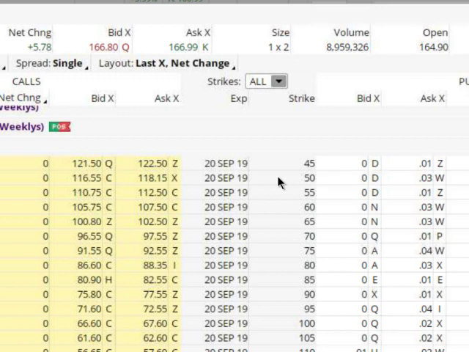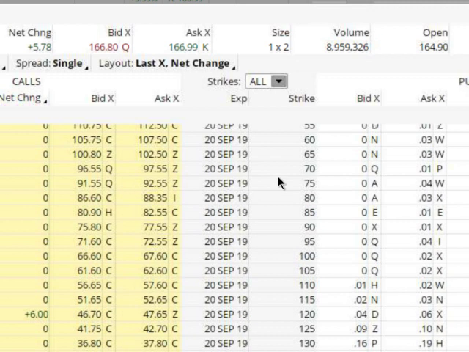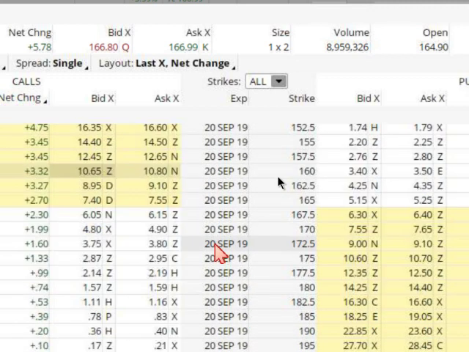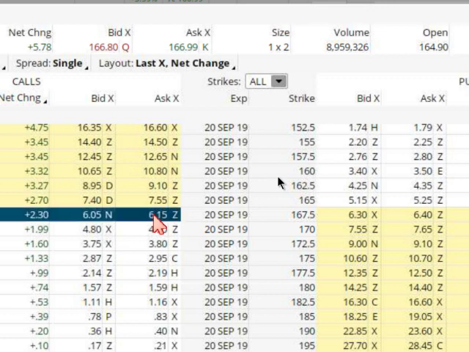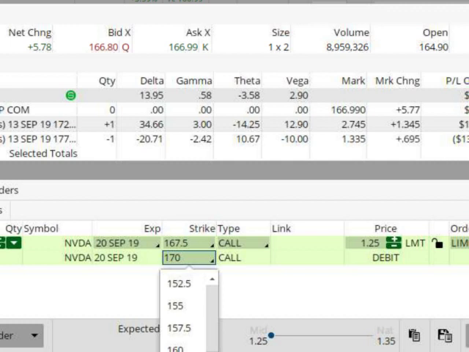Thinkorswim has it very simple. Let's say I was going to buy the 167 spread. All you do is you come up here, you hit buy, come up to vertical. Now it brings up your price. If I was going to buy the 167.50 and let's say the 172.50, that was my $2.33. I don't have to worry about a bid ask. I just put that in and they try to execute it at that level.